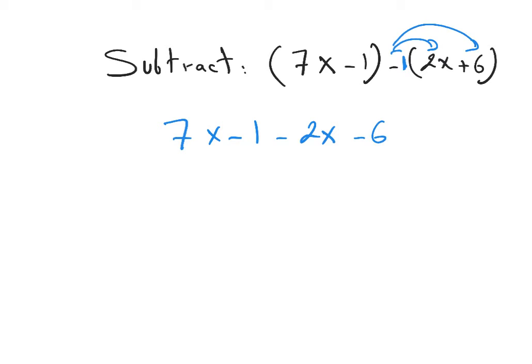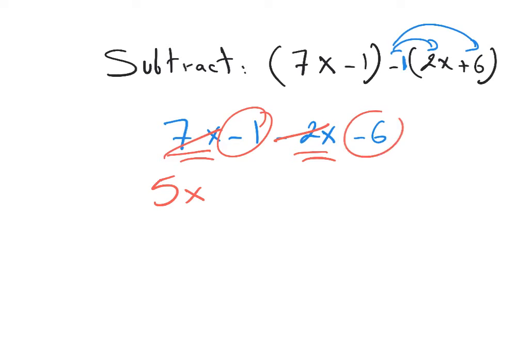So we're going to combine again 7x with negative 2x. That will be 5x, right? And we have negative 1 added to negative 6. We're going to add two negative values: we add the values to get 7, and we keep the sign. Both are negative, so it will stay negative. It's going to be 5x minus 7. That would be the answer.